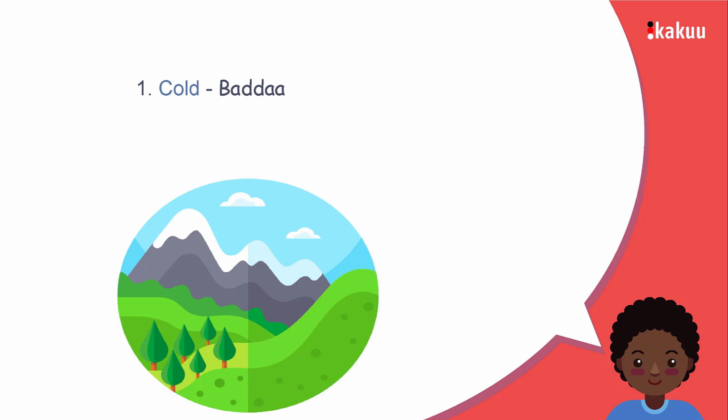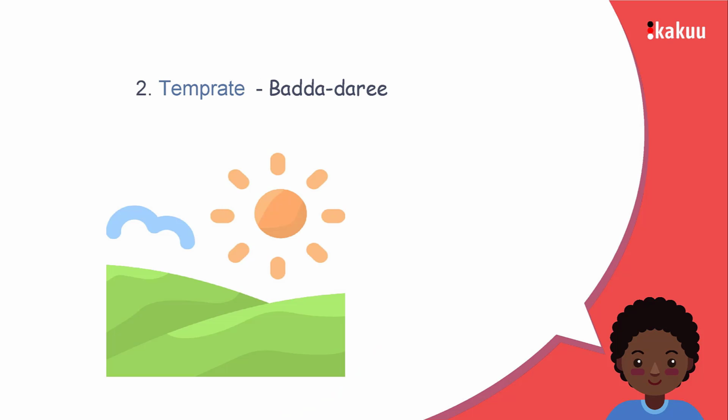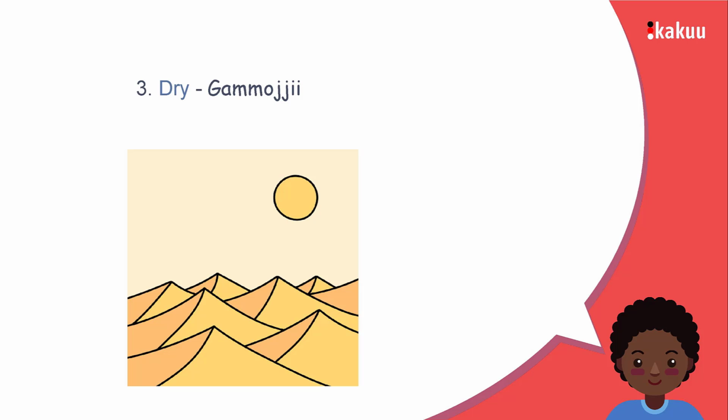The first one is cold, known as Badda in Afaan Oromoo. The second one is a temperate climate known as Badda Darree in Afaan Oromoo. And the third, drier climate, is known as Gammoojjii in Afaan Oromoo.